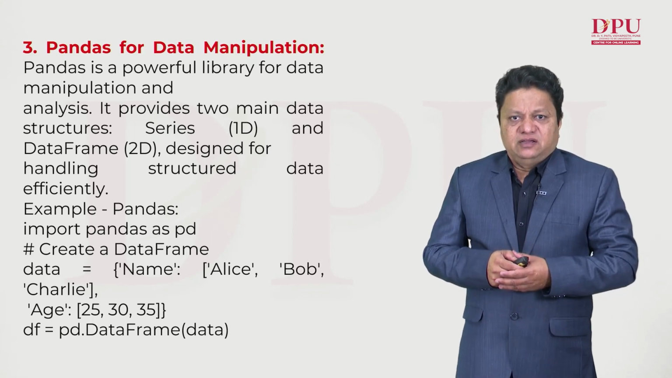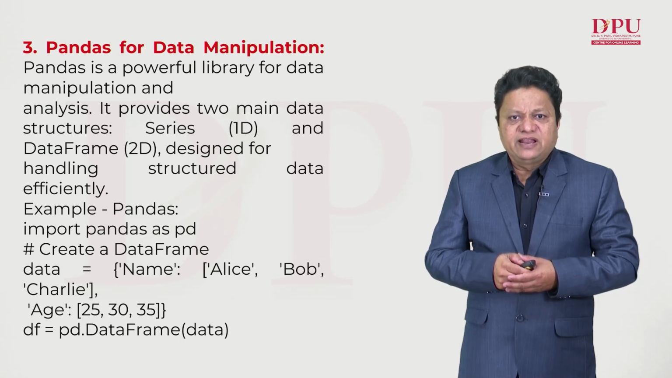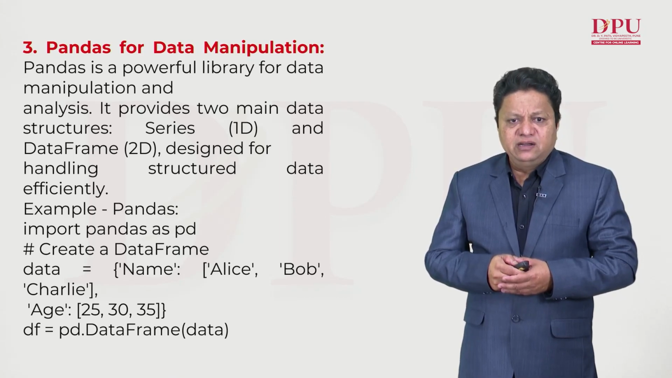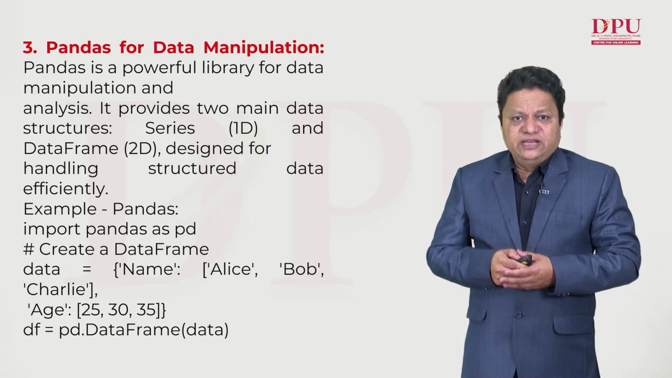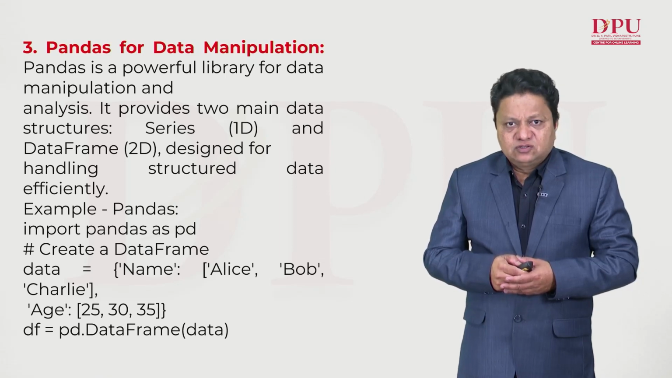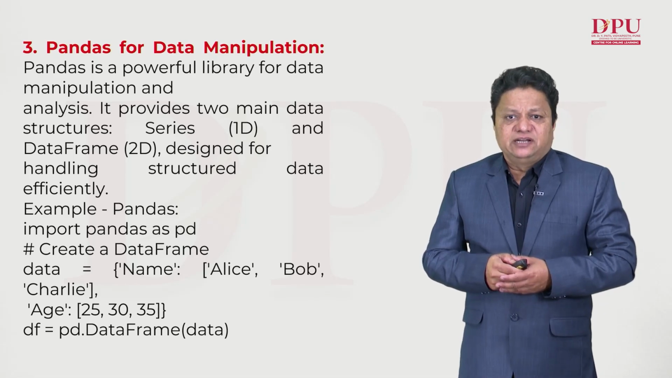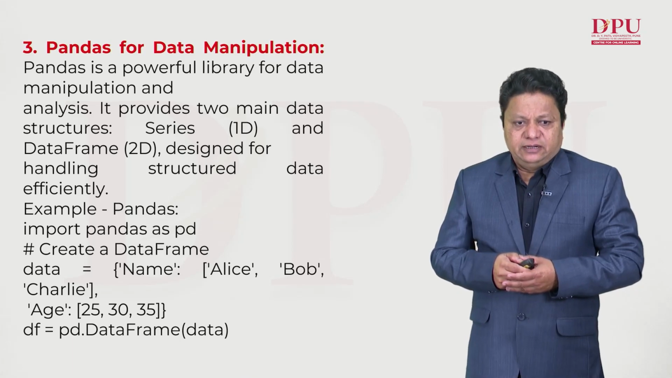Series are one dimensional, meaning it contains only a single row, whereas a data frame is always two dimensional, meaning more than one row and more than one column. Data frames are designed for handling data more efficiently. We can handle the data more efficiently when it has been structured, when it has been presented in the form of a table. So, for example, how to create a data frame?